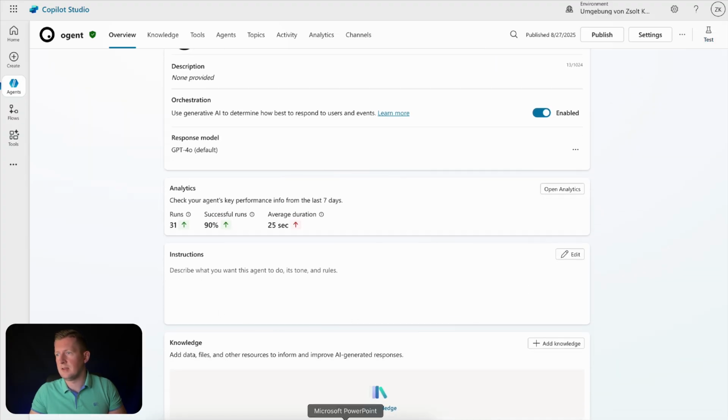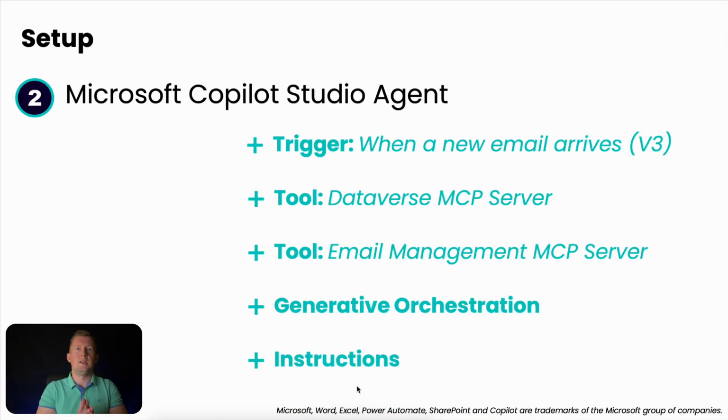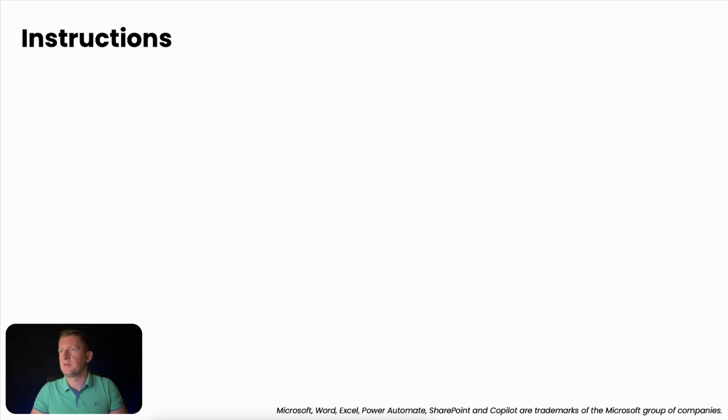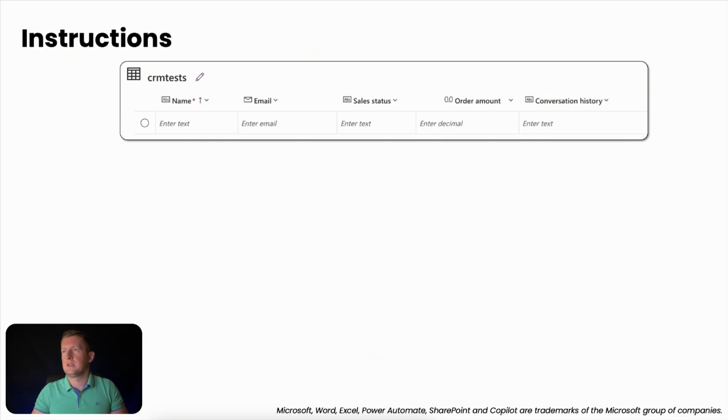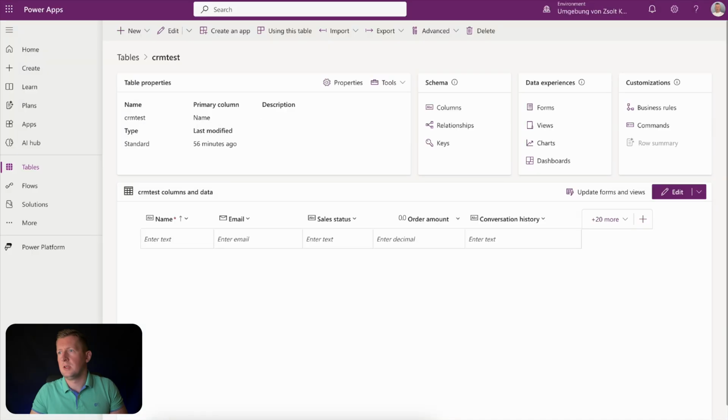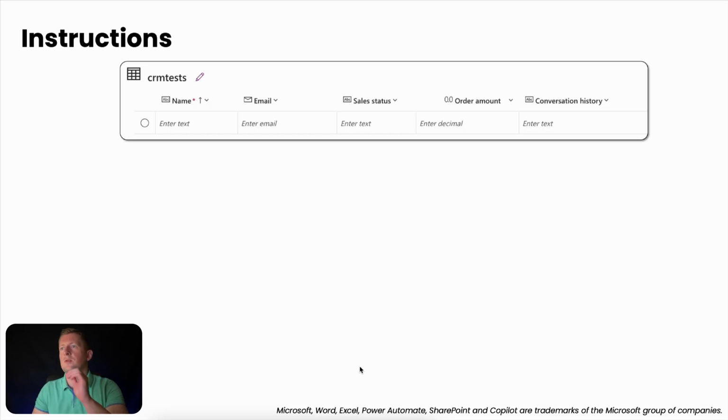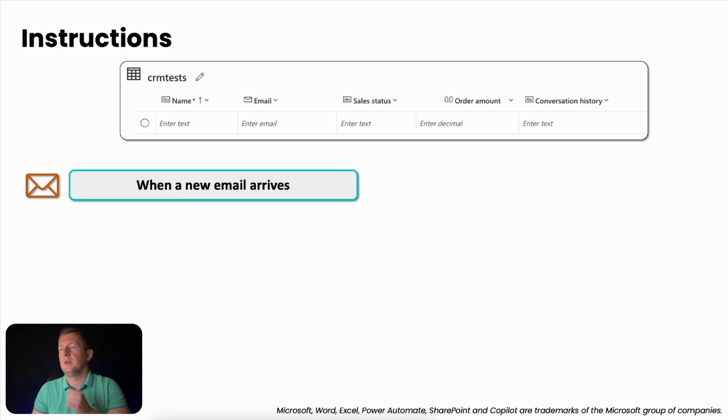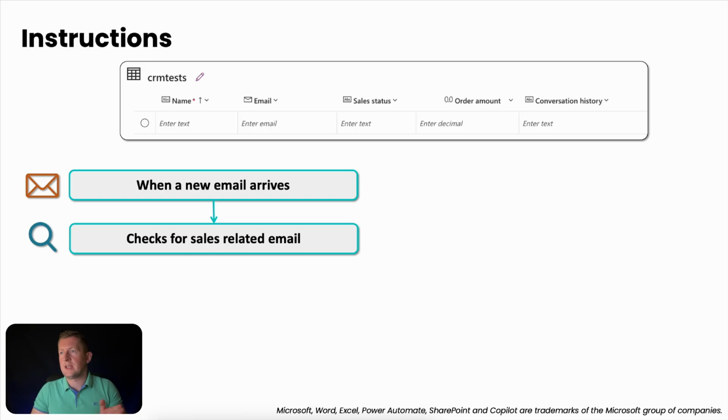I just need to add the instructions, what it needs to do when a new email arrives, how to manage the CRM Dataverse table I have in the background. The instructions. Basically, I have this table I mentioned. It looks like this in the Power Apps. And what I want to do is that when a new email arrives, the agent checks for a sales related email or not. The agent will check whether it's about a quotation request or a quotation sent.